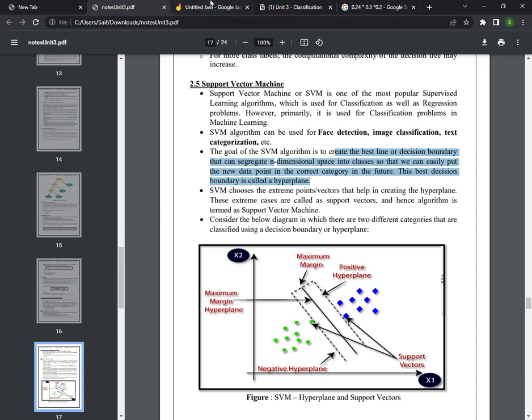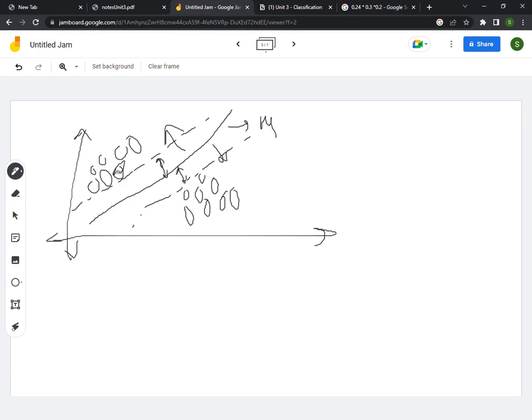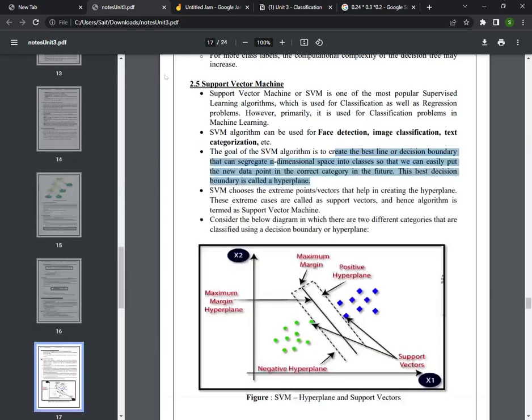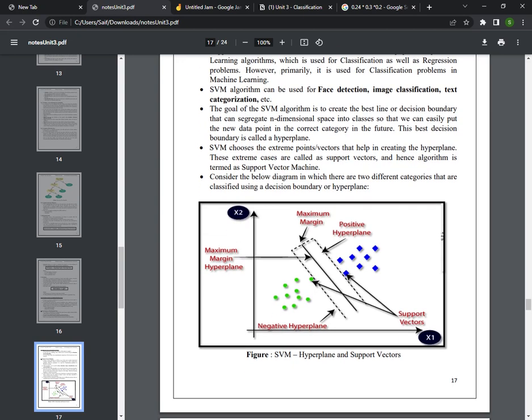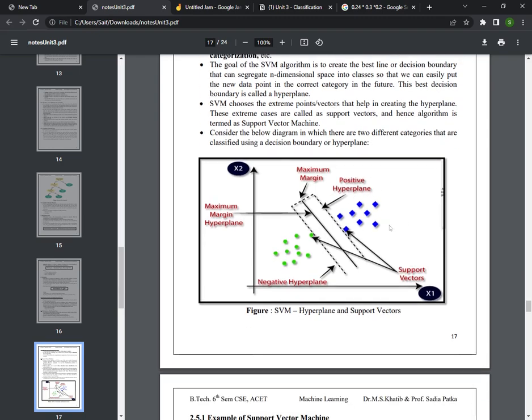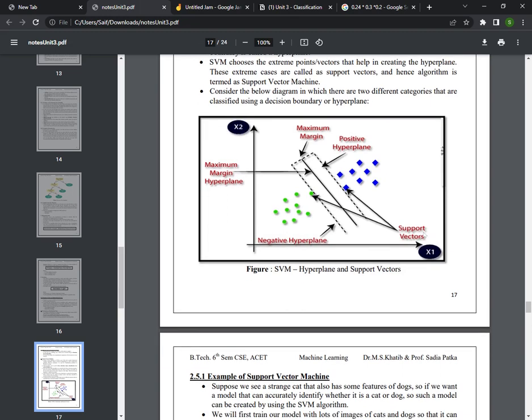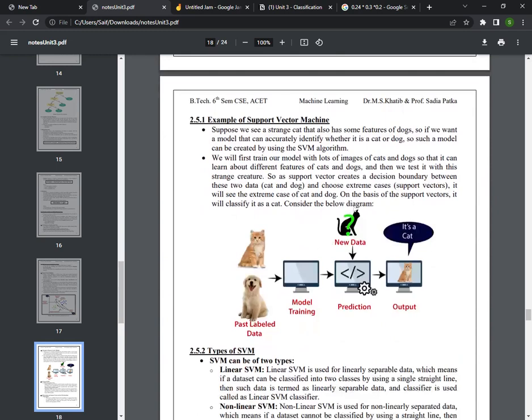So these two points, this one extreme point and this extreme point, are the support vectors. We take these vectors to make support vectors that help in creating the hyperplane. These extreme cases are called support vectors, and hence the algorithm is termed support vector machine. You can also draw a diagram in which you show two different categories, name the objects in the figure, and then give an example here.